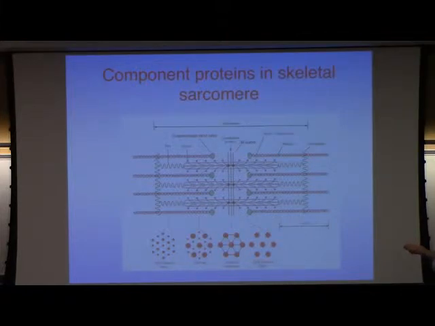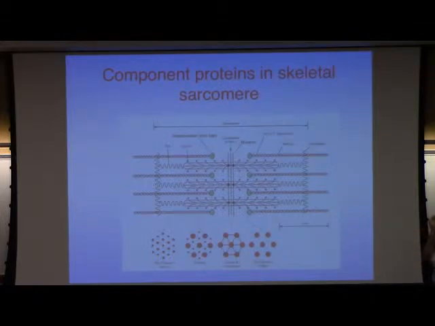At the end, there's this cap called tropomodulin. So in skeletal muscle, there's very fine control over how long that thin filament is. Now this other protein here is called titin. It's a big protein which is kind of spring-like. And it connects here from thick filament to this Z line, and there's another one over here.